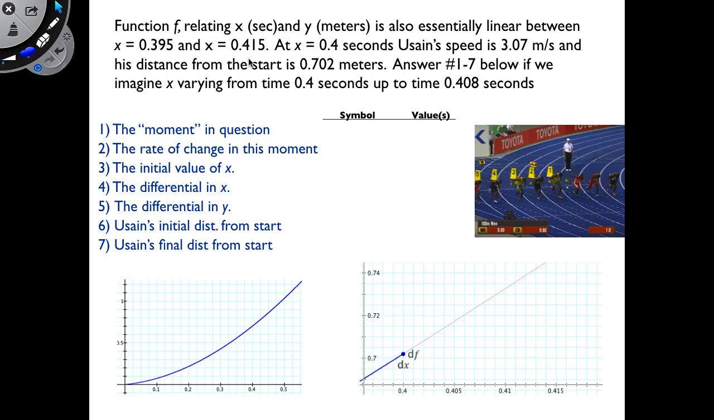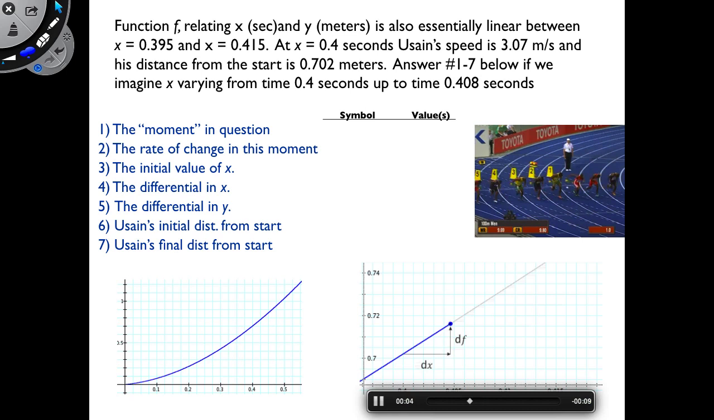So if you can see the full graph on the right here, it starts to the left of 0.4, goes past 0.415 seconds into the race. That whole graph, that's our moment. When you see these up here, it's 0.395 through 0.415. It's saying that the graph is essentially linear between those 2 values. So that's how we know, okay, it's essentially linear here. This is going to be my moment. Now within that moment, what's Usain doing? Well, he's running. So here, I'll stop it about there.